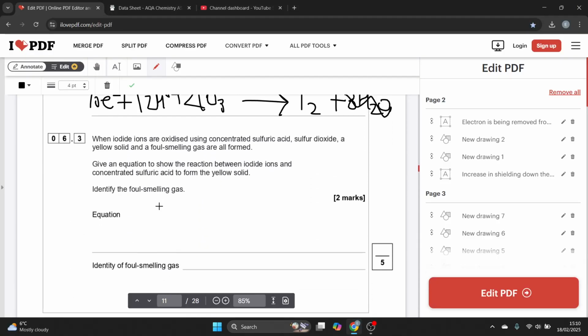Question 6.3. Give an equation to show the reaction between iodide and concentrated sulfuric acid to form the yellow solid. Identify the foul smelling gas. I already know that one, so let me fill that in. Iodide and concentrated sulfuric acid.